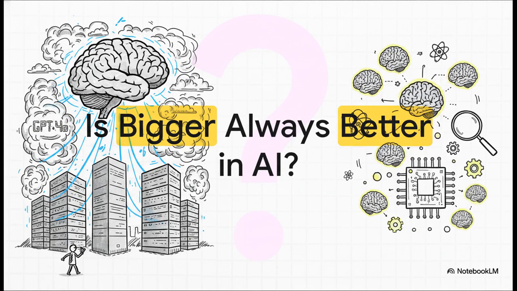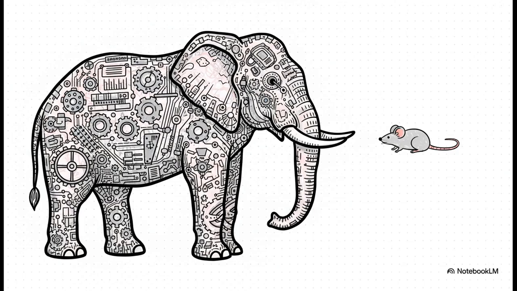So when I say powerful AI, what pops into your head? For most of us, it's these massive systems, right? Things like GPT-4o, the true Goliaths of the tech world. For years, the mantra has been pretty simple. If you want smarter AI, you just have to make it bigger. But is that really the whole story? Is bigger always better?